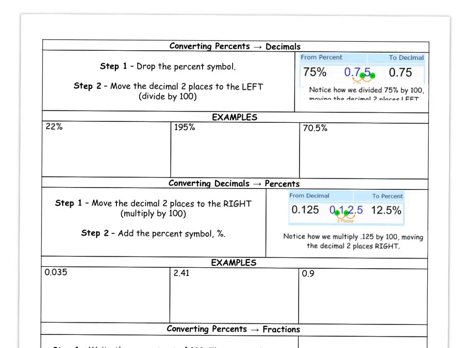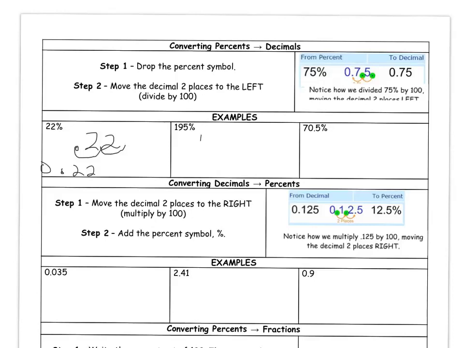Okay, notice in the example that we divided 75% by 100. You're moving the decimal 2 places to the left. So let's take a look at the example. 22%. Well, we're going to drop the percent sign. The decimal is right behind this last 2, and I'm dividing by 100, so I'm going to move the decimal 2 places to the left. So my answer is 22 hundredths.